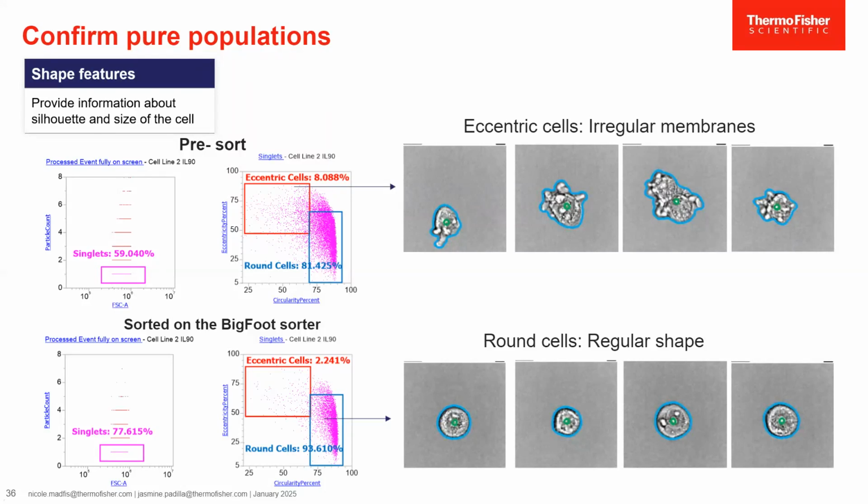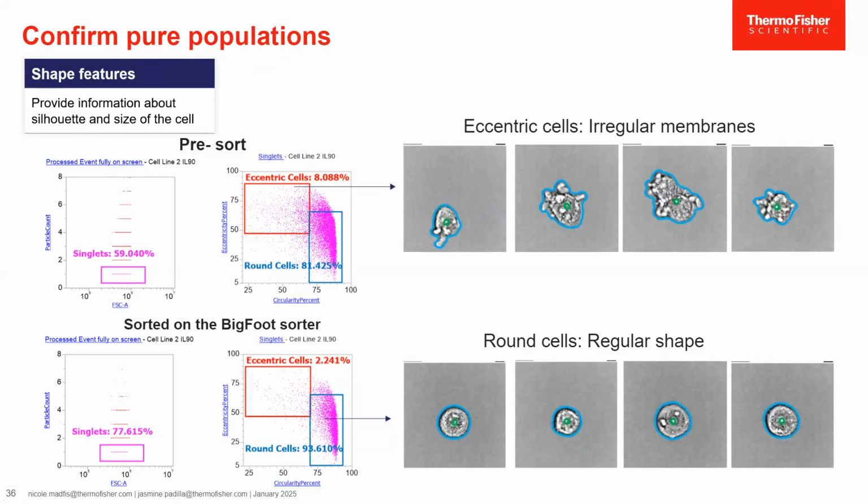We can use the shape feature, eccentricity, to discern between healthy and stressed cells. The more eccentric shaped cells have this shriveled morphology, and we were able to exclude many of these in the final sort, thereby increasing the number of more round cells, which appear to be healthy.